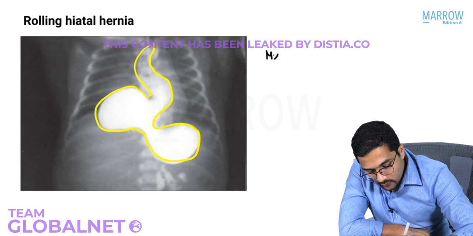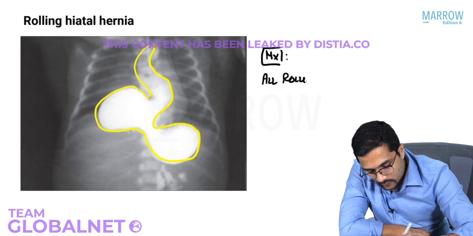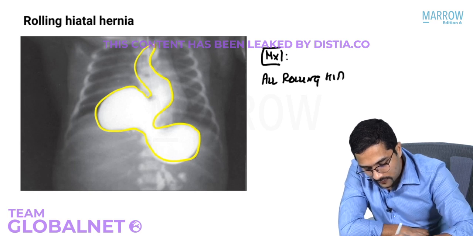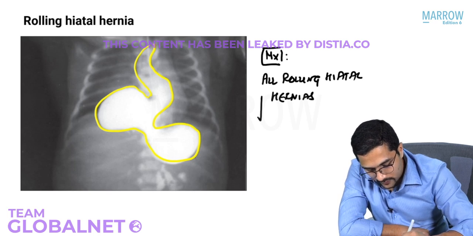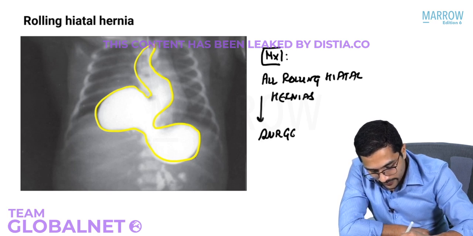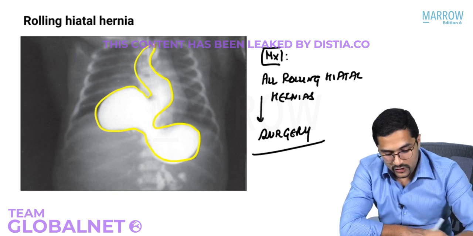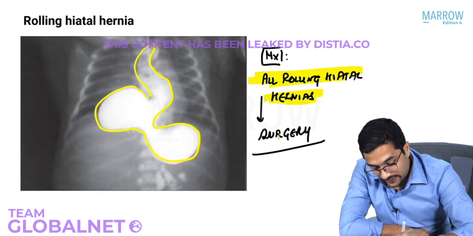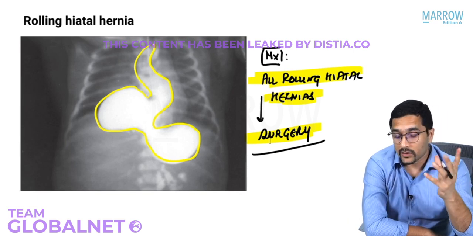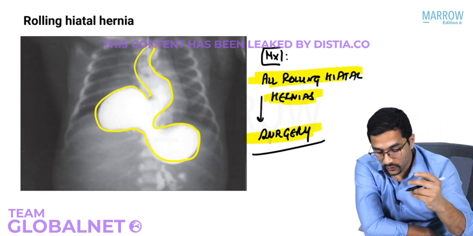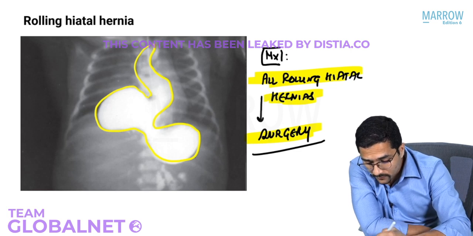So the management of rolling hiatal hernias: all rolling hiatal hernias require surgery. And why do all rolling hiatal hernias require surgery? Because this condition can be life-threatening, because there can be volvulus or necrosis, right? So that is the main difference between sliding and rolling hiatal hernia management.